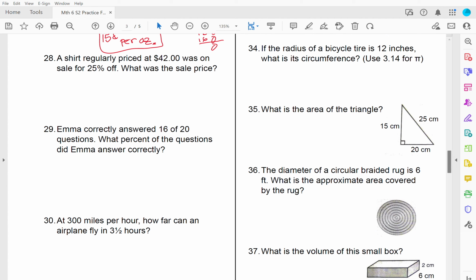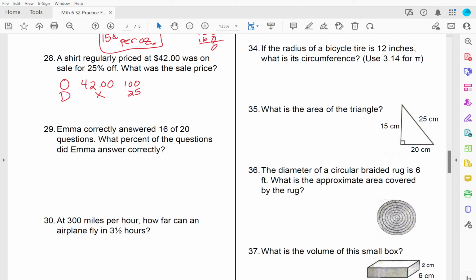Alright. A shirt regularly priced at $42 was on sale for 25% off. So we have the original price, $42, which is 100% of our price, was on sale, so the discount is 25%. And we need to know what was the sale price. So we can find the discount and then subtract it from the original price.